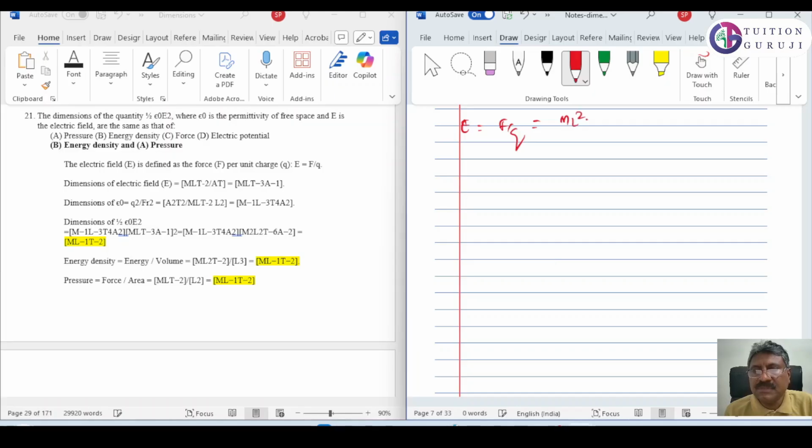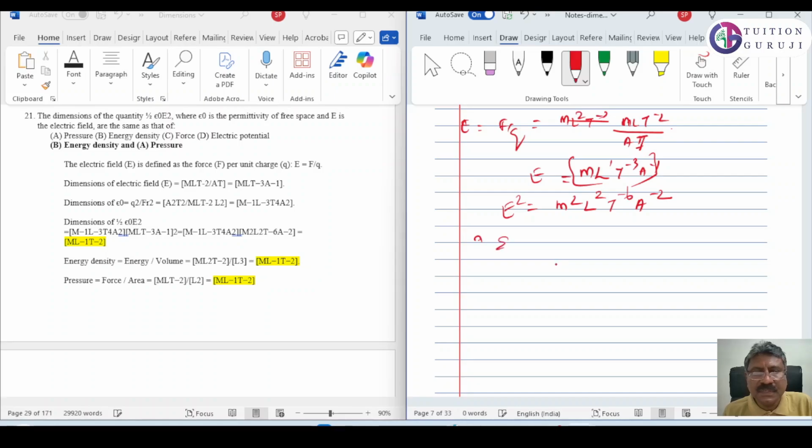So we know force is m L t raised to minus 2. Q is A into T. That means m L raised to 1, T raised to minus 3, A raised to minus 1. This is dimensions of E. Now, E square is equal to m square, L square, T raised to minus 6, A raised to minus 2.